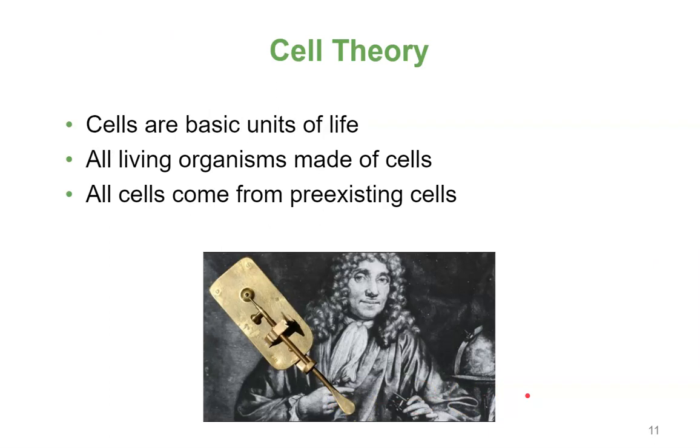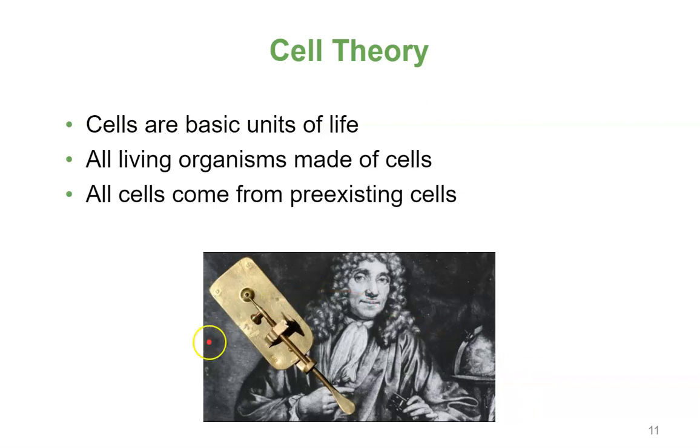All right, so cell theory is a theory that was devised by Schleiden and Schwann, and it was proposed in the 1830s. So they came up with a few details surrounding cells. So one, they said cells are the basic units of life. Two, they said all living organisms are made of cells. And then three, all cells come from pre-existing cells. So they proposed the cell theory in the 1830s.